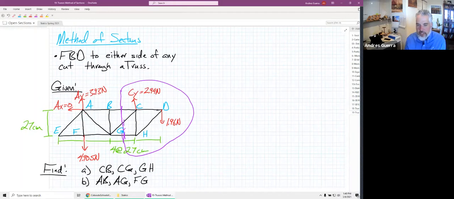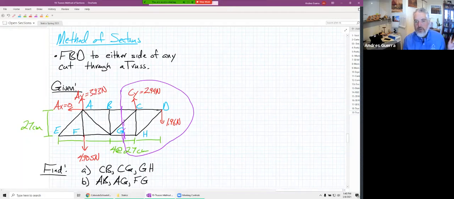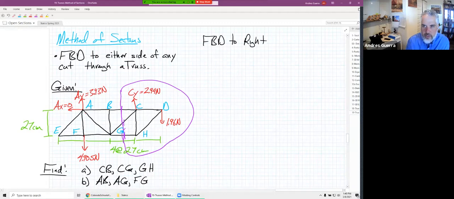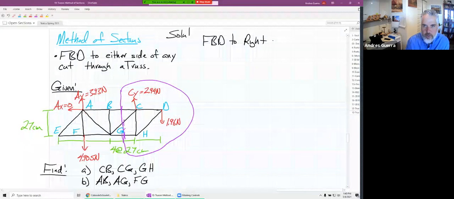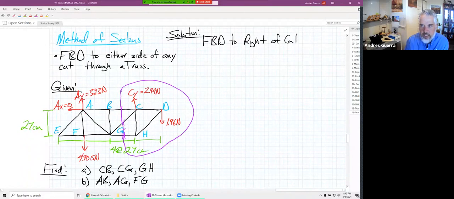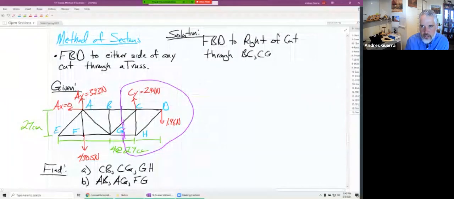The other big advantage is that all of our forces are no longer concurrent. They don't all intersect at a point. So that means we can use the moment equation and we can solve for 3 unknowns. So we're going to do an FBD to the right of that cut through BC, CG, and GH.